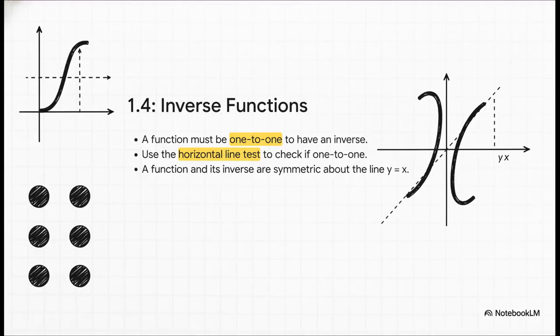Section 1.4 was all about inverse functions. The main point here is that a function has to be one-to-one to even have an inverse, which, as we know, we can check with the horizontal line test. Sometimes that means we have to restrict the domain to make it work. And oh, don't forget, a function and its inverse are always perfectly symmetric about the line y equals x.